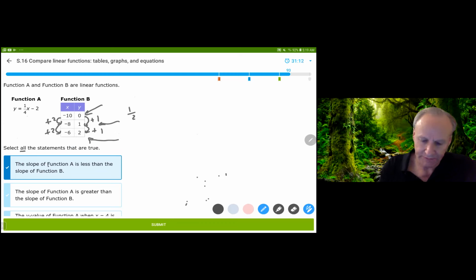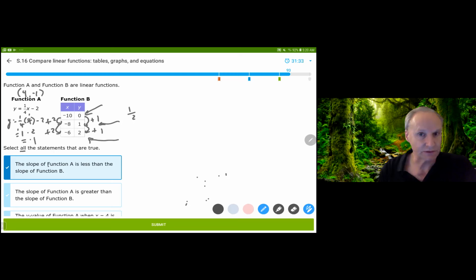For this side, if I'm interested in x equal to 4, I need to substitute it in. 1/4 of 4 minus 2. 1/4 of 4 is 1. Some people are going to think, oh, I'm going to simplify it. 1 minus 2 is -1. So the point is (4, -1) for function A. Now I still need function B. I happen to know that the slope is 1/2, isn't it?